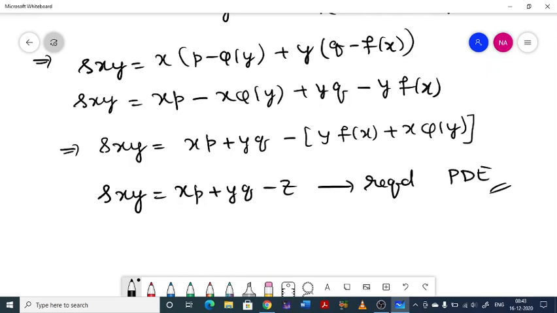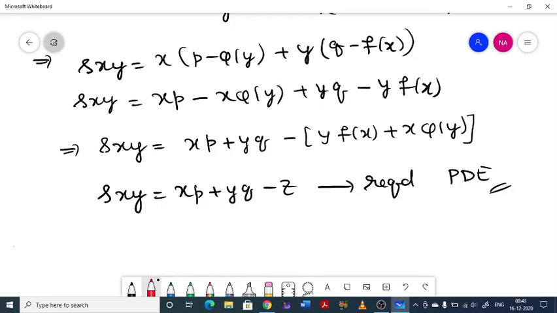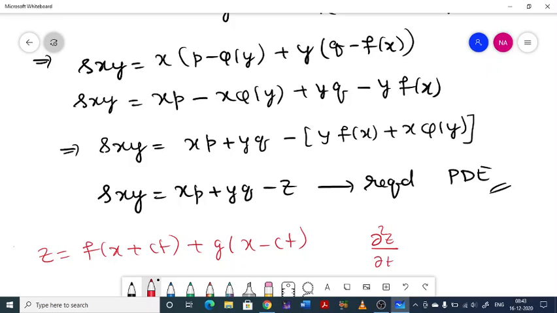So with this, one more exercise problem on the eliminating arbitrary functions concept: find the PDE corresponding to the equation z equal to f(x plus ct) plus g(x minus ct). I have to get the answer ∂²z/∂t² equal to c² into ∂²z/∂x². So this is the solution of that problem.